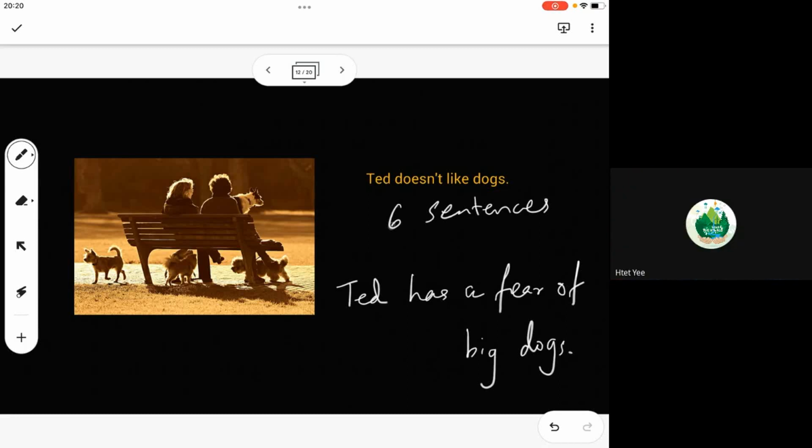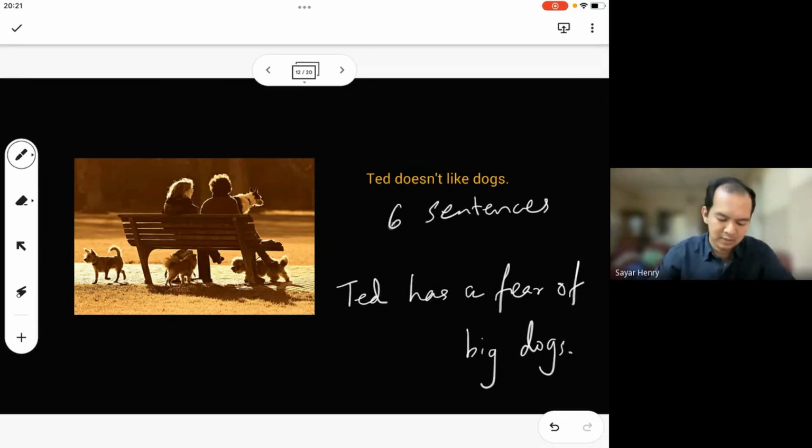Okay, and one more. Ted maybe wants to talk and meet freely with her, but unfortunately he can't get a chance. He can't get a chance because the one beside him carries and brings her pets whenever they meet. Okay, so that means Ted has to put up with the dogs.